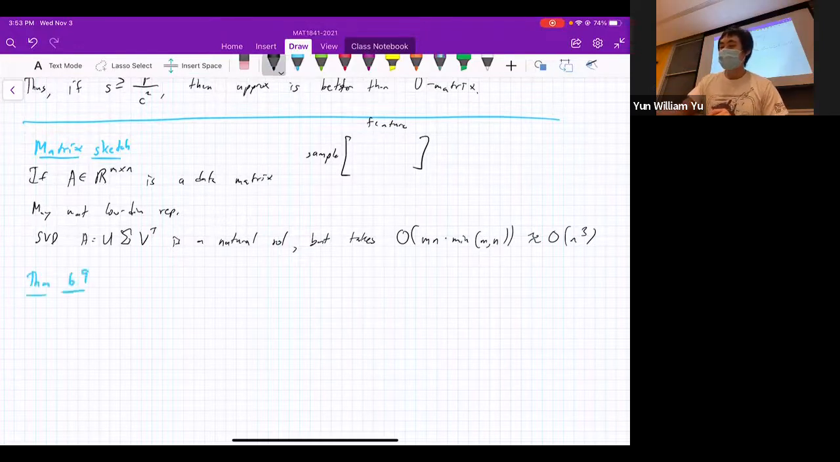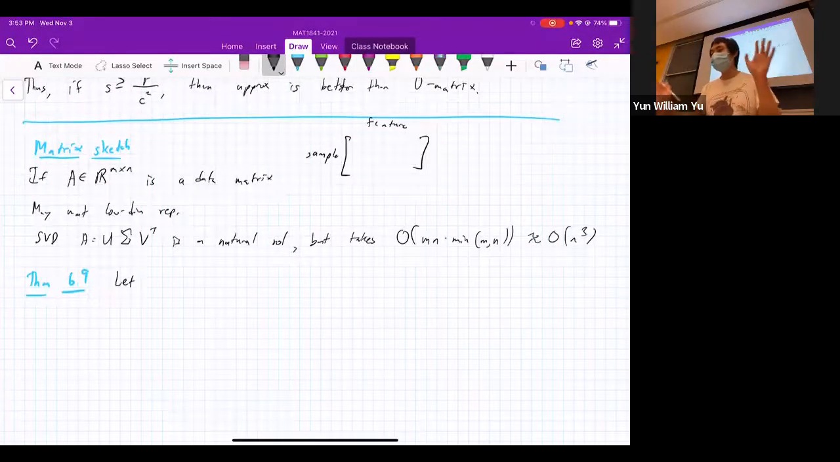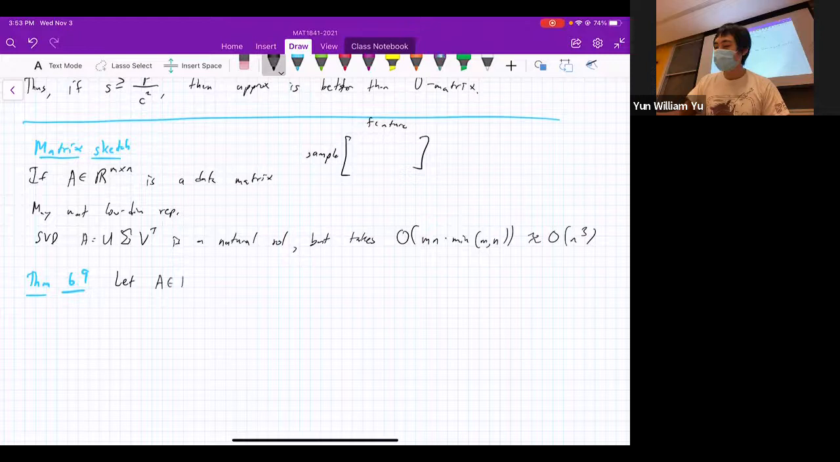So this is theorem 6.9 in the textbook. And we're not going to fully prove this, so we're going to run out of time. But if you're interested, this is in your textbook, and there's a ton of matrix sketching literature. But I'm just going to try to give you a flavor of what's going on here, since I don't want to spend too much of our class on this.